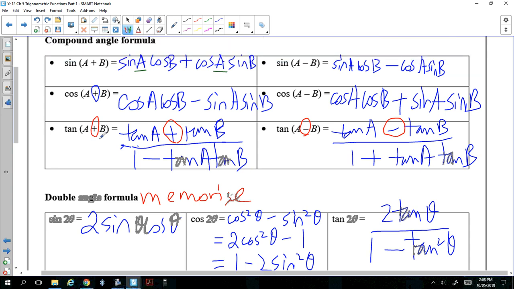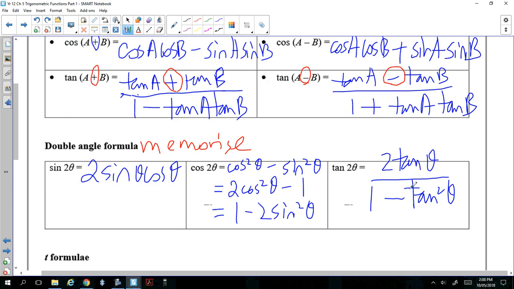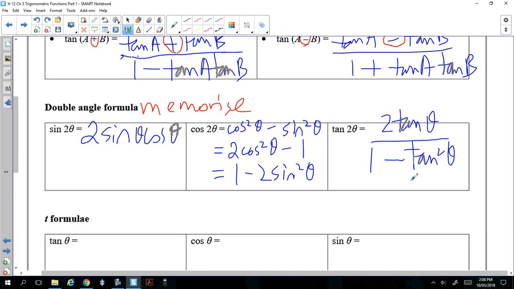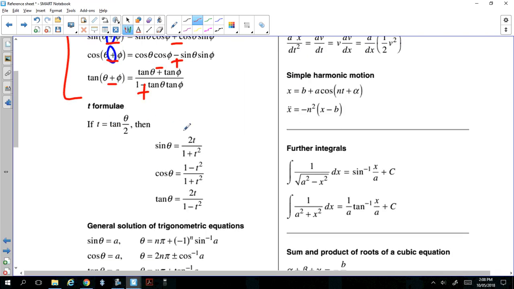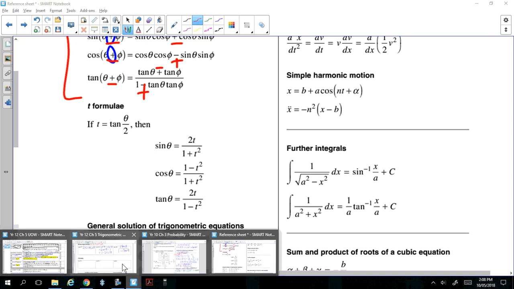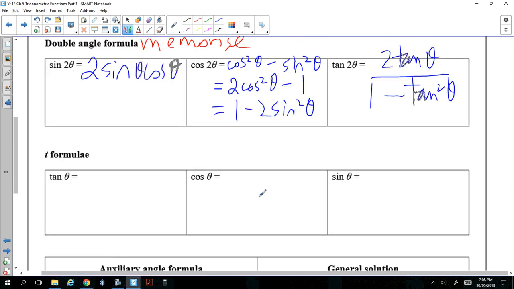Alright, we've got the double angle formulas. Fortunately, they do give you the t formulas, which is the t substitution. So that's given to you, but it's good to memorize them as well. Let's write them down. 2t over 1 minus t squared. This one is 1 minus t squared over 1 plus t squared. And this one is 2t over 1 plus t squared.